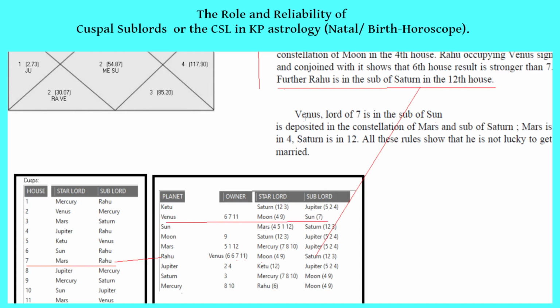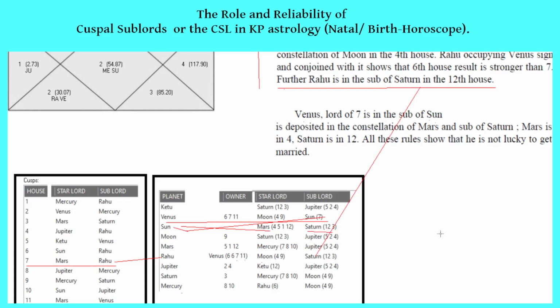Why have we taken Venus? Because Venus is Lord of the Seventh, the house of marriage, and it is deposited in the constellation of Mars and in the sub of Sun, and Sun is deposited in the constellation of Mars. So from Sun again, you have to go here and look that Sun is in Mars and in the sub of Saturn.